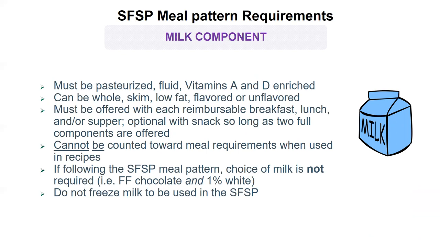First thing we're going to cover is the milk component. And I did already speak a little bit on that, but just to reiterate, the milk component offered under any and all of the summer food service program meal patterns does have to be pasteurized, it does have to be fluid milk, it does have to be vitamin A and D enriched, but it can be whole milk, skim milk, low-fat milk, flavored or unflavored. It must be offered with each reimbursable breakfast, lunch, and or supper. And it's optional with snack as long as two full components are offered from other component groups.